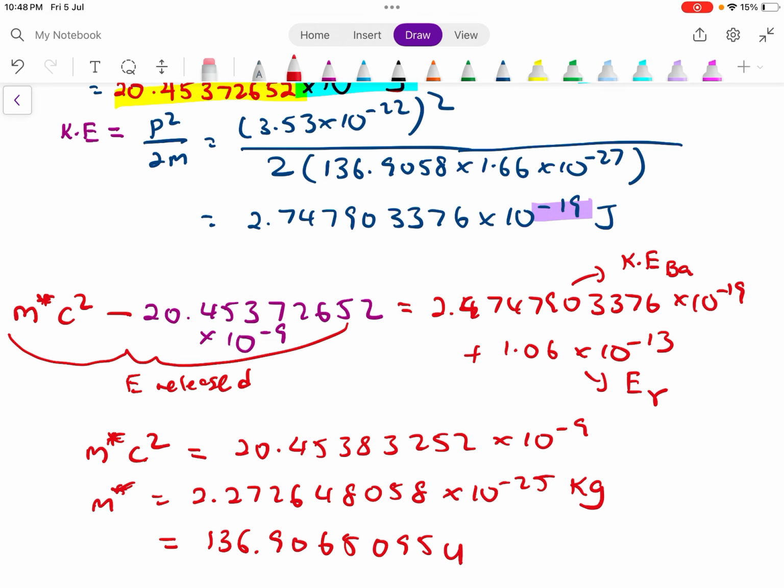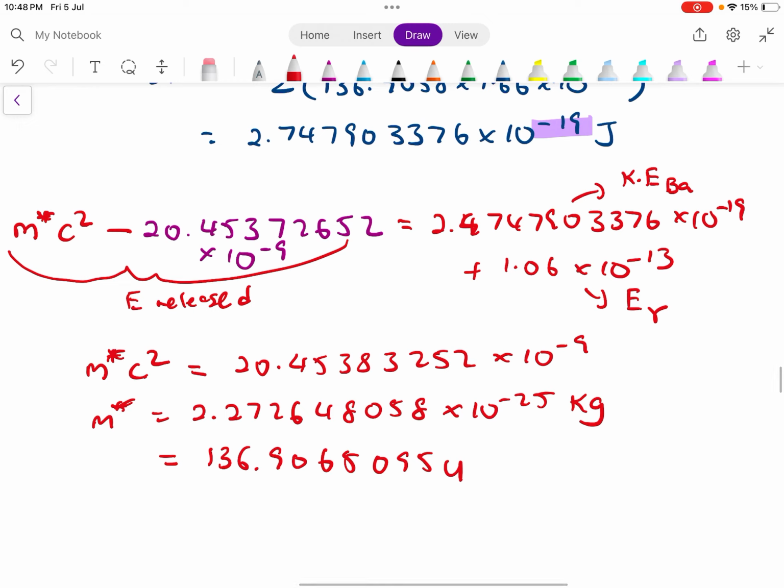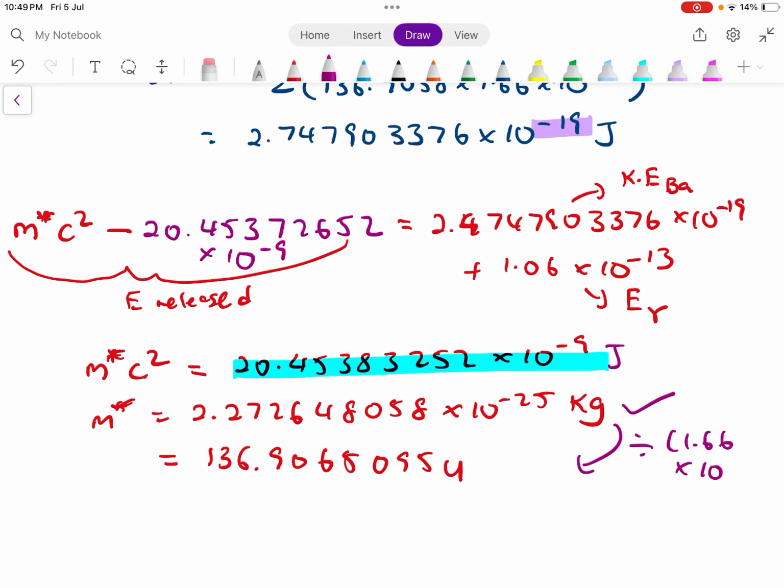So I do my calculation again. Of course I'll get m star c square, which is the rest mass energy of your barium, to be as such, in terms of joules. Then I want to determine m star, meaning the mass of the excited barium nucleus. You divide by c square, and you'll get something like this. To convert from kg to unified atomic mass, you simply divide by 1.66 times 10 negative 27. So you will get this.